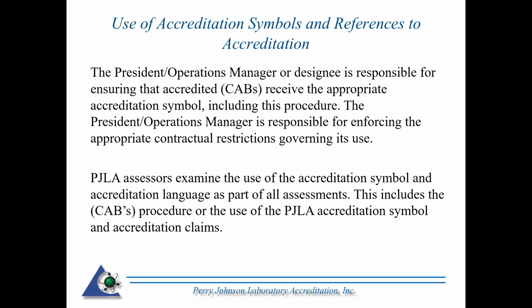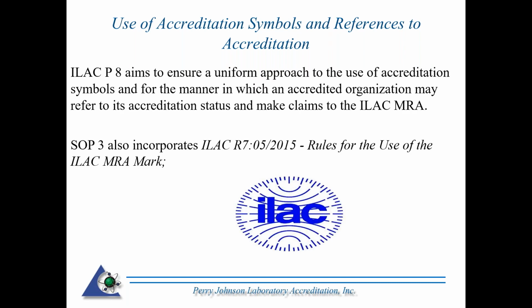Our assessors examine, as part of their assessments, the use of the accreditation symbol and accreditation language. This includes the CAB's procedure for the use of PJLA accreditation symbol and accreditation claims. So PJLA aims to ensure a uniform approach to the use of accreditation symbols and for the manner in which an accredited organization may refer to its accreditation status and make claims to the ILAC MRA.